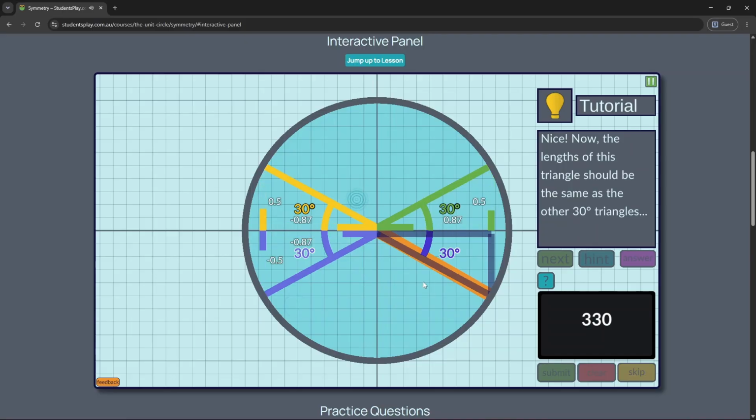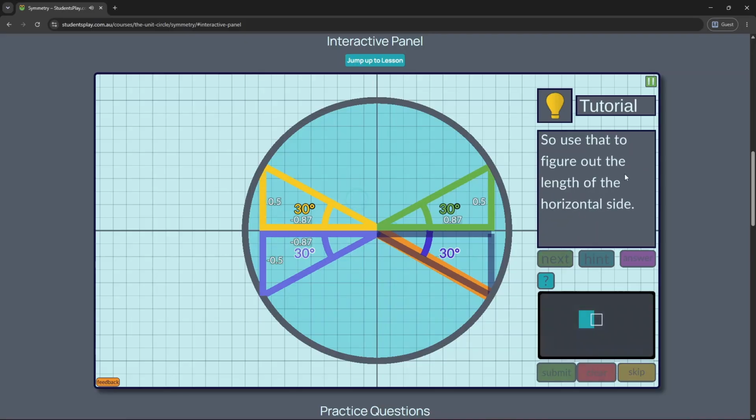Nice. Now the lengths of this triangle should be the same as the other ones. Use that to figure out the length of the horizontal side. All the horizontals have been 0.87s, but is it negative or positive? Well, it goes to the right, so it should be the same as this one here, which is 0.87.